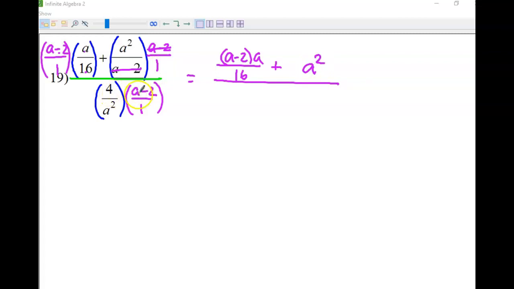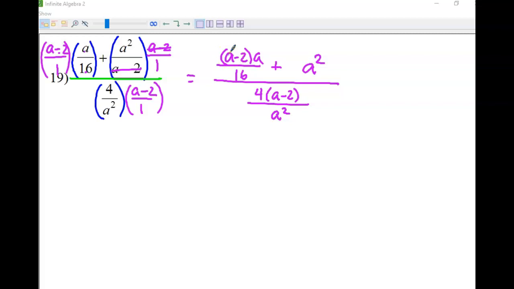Here, once again, I don't think I'm going to multiply yet. I'm just going to put them next to each other, and then a squared. The reason why I'm doing that is because if we multiply, we might end up not being able to reduce as easily. So I want to wait on that a little bit.